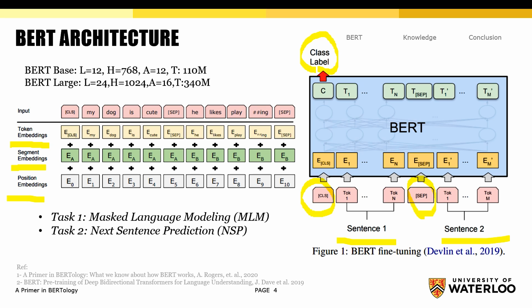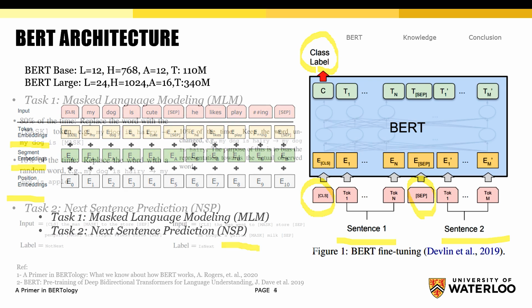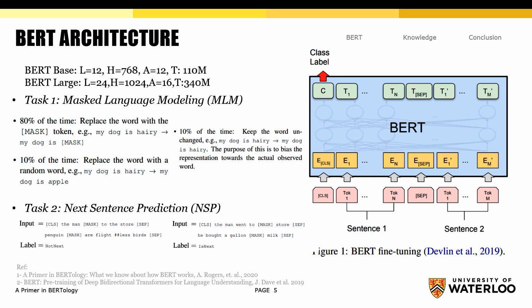In the masked language modeling task, they randomly replace some words in the sentence with a special token called mask. So for example, if you have "my dog is hairy," there is a high possibility that this gets transformed to "my dog is [MASK]."